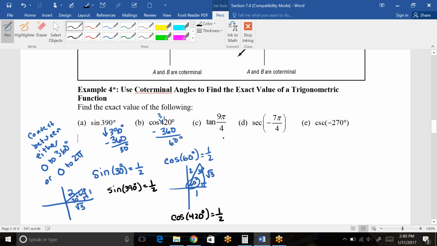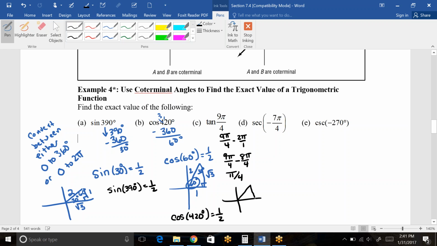Okay, 9 pi over 4. We need to convert that into a revolution between 0 and 2 pi. So you subtract off 2 pi, and to do that you're going to have to get a common denominator. That's why radians are a little bit harder. So I need to multiply top and bottom of the second fraction by 4, and that ends up being pi over 4. Now pi over 4 is 45 degrees.